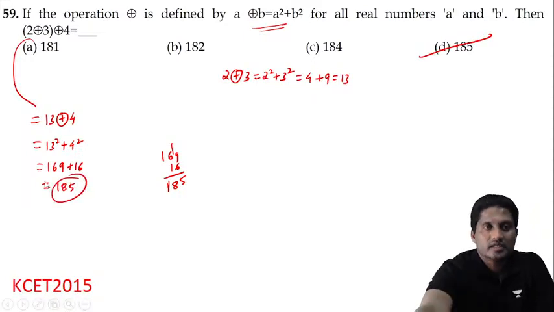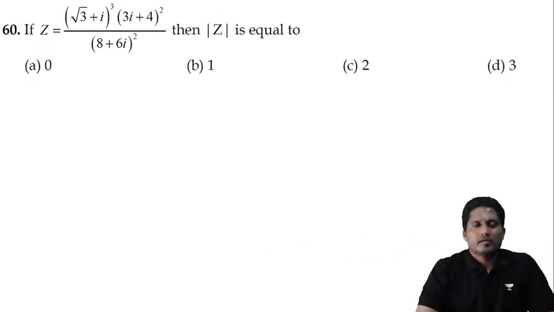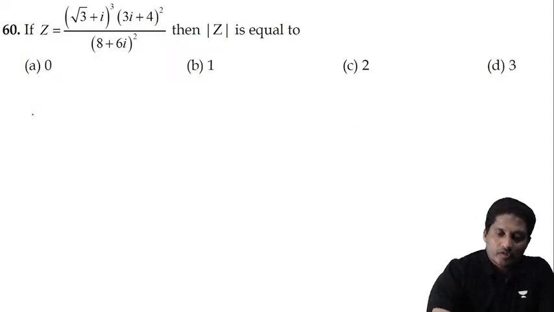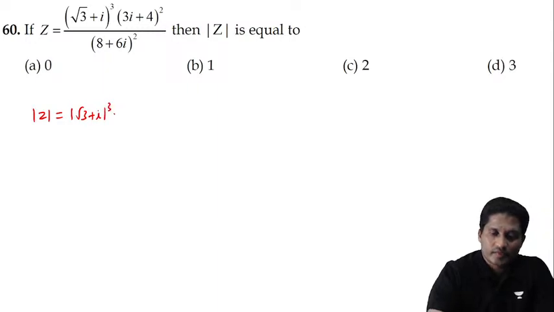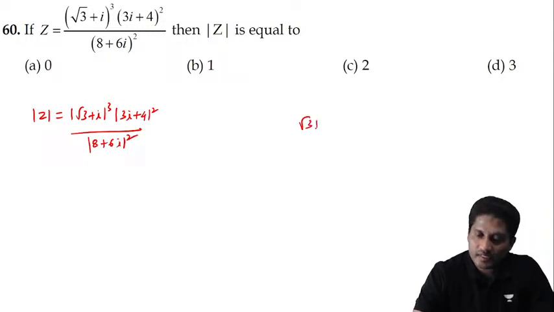Right? Last question. KCET 2015 paper. See, no need to use the formula and all. Right? Modulus of Z is equal to modulus of root 3 plus i whole cube, modulus of 3i plus 4 whole square, modulus of 8 plus 6i the whole square. Mod of root 3 plus i is equal to root of 3.